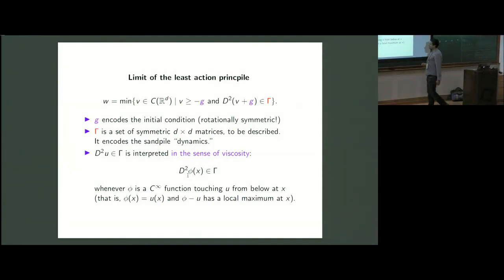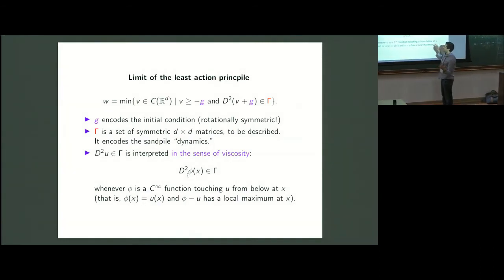Right, so you don't get to choose your favorite phi. This has to be true for all phi. So the statement that the Hessian of U belongs to gamma means for all points x and for all smooth phi that touch from below at x, the Hessian of phi belongs to gamma. Right, that's right. We'll see a picture of gamma in a moment, but gamma is a big downward closed set of matrices. So for different phi, you would get different elements of gamma.